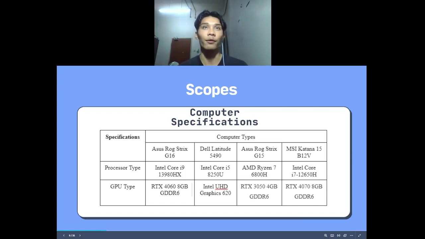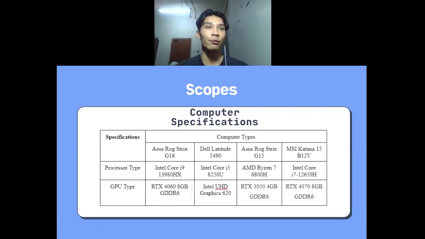This is the scope of our computer specifications. We have chosen 4 different types of computers. The first is Asus ROG Strix G16. It has a processor type of Intel Core i9 13th Gen, GPU type of RTX 4060 8GB DDR6, and then our second computer is Dell Latitude 5490 that has a processor type of Intel Core i5 8th Gen, also a GPU type of Intel UHD Graphics 620.